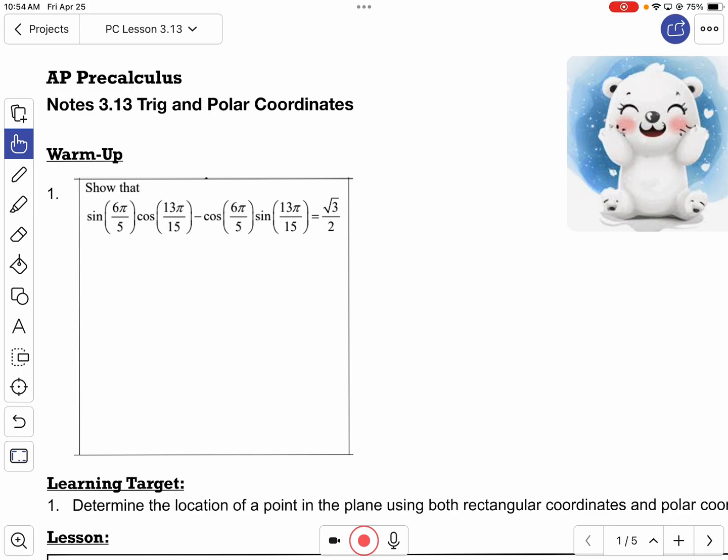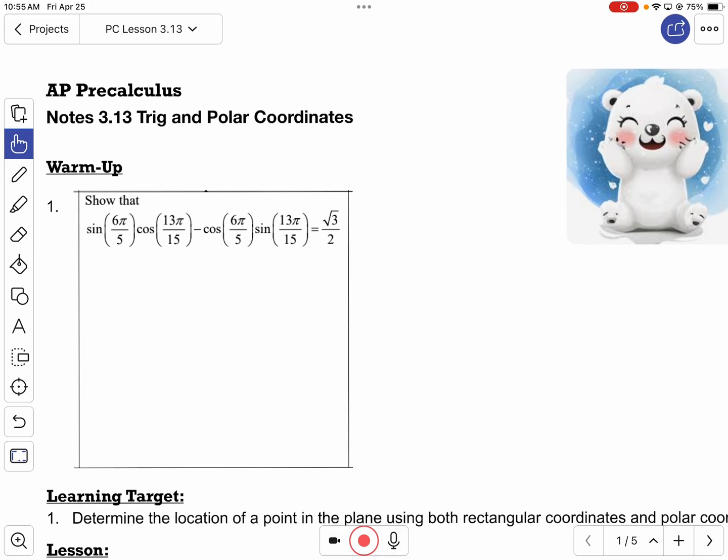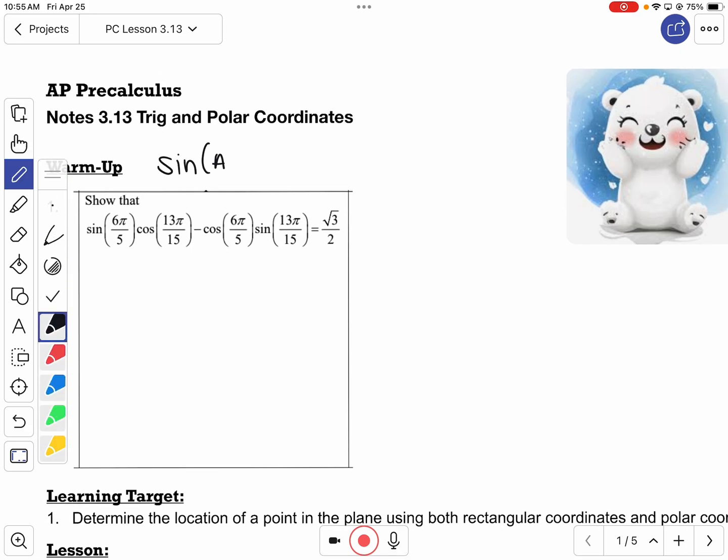This one came from what we talked about last night, okay? I don't know anything about a pi over 5 family on the unit circle, but what I do see there is I got sine, cosine, and then I got cosine, sine. And that's similar to one of the identities that we talked about, sine of A minus B. So what we want to do is use that to see if we can make it equal square root of 3 over 2.